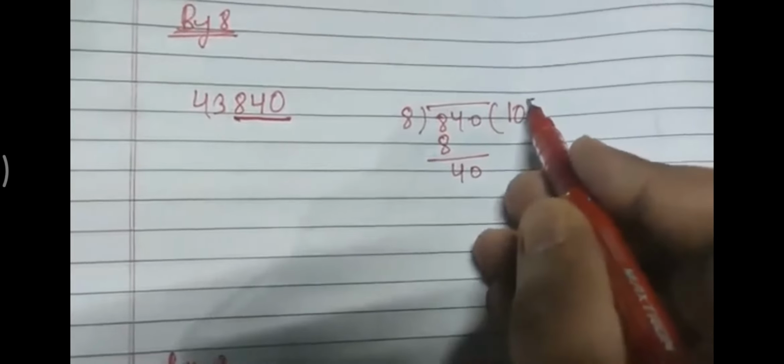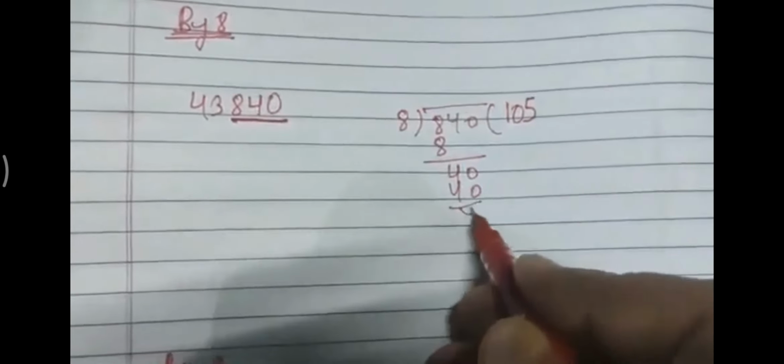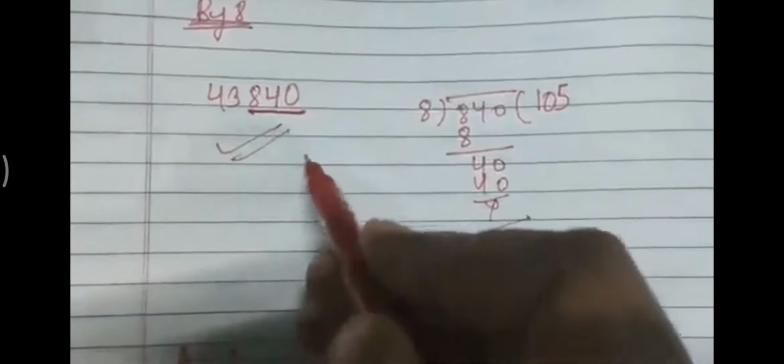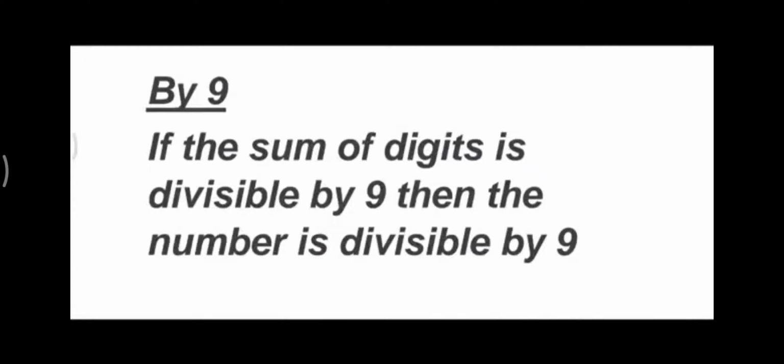सो 8 1 जा 8 और 8 0 I have taken, so 40. Now 8 5 is 40. Now here you can see it is exactly divisible by 40. That's why yes, it is divisible.